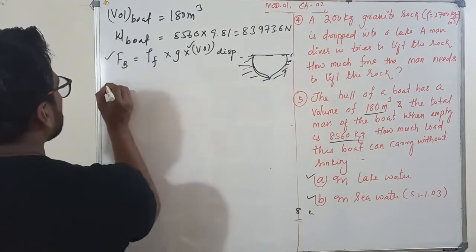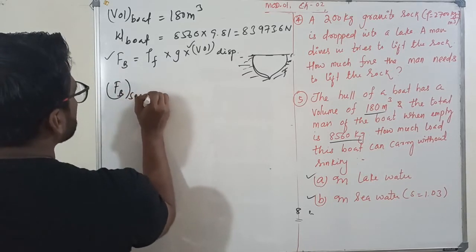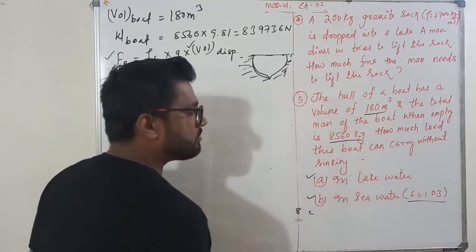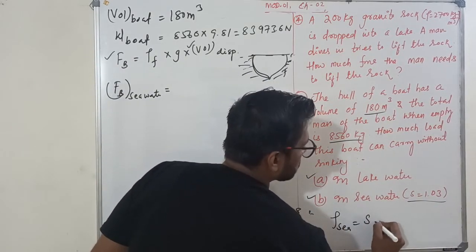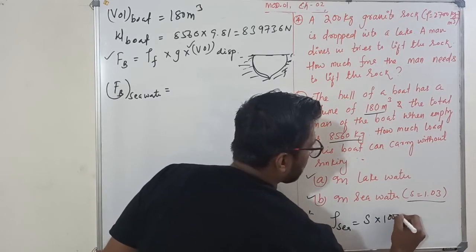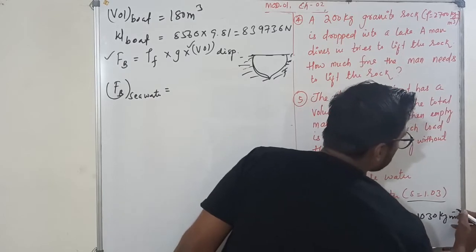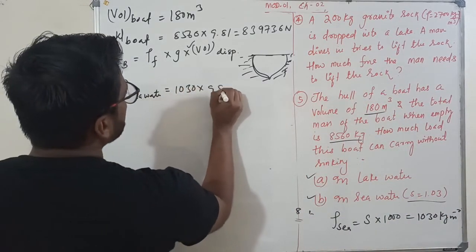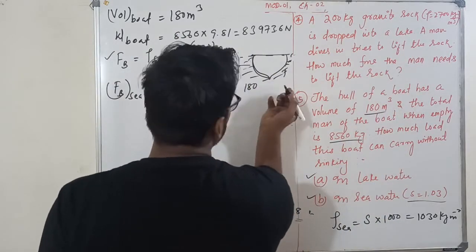Okay. So what will be the force of buoyancy in sea water? Sir, sea water density is not given. See, specific gravity is 1.03. So what will be your density of sea water? Sir, specific gravity of sea water multiplied by density of water, so that is 1030 kg per meter cube. Very good. Now, what is the volume displaced? The volume displaced will be the same, 180 meter cube.